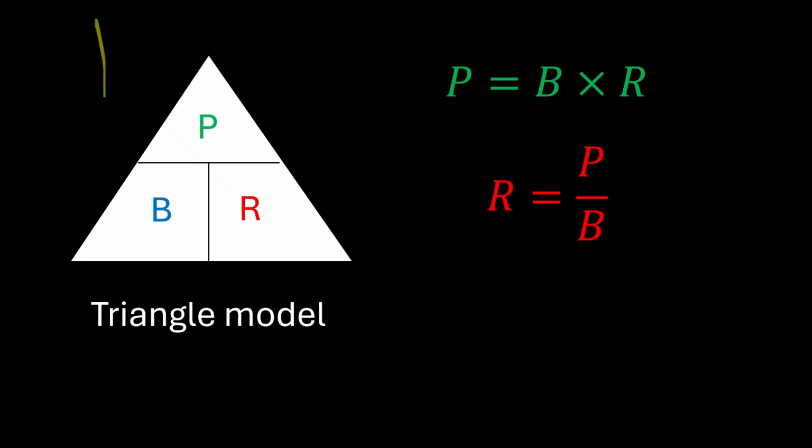Now here's a shortcut that many students love. It's called the triangle model. At the top is P for percentage. At the bottom are B for base and R for rate. When percentage is on top, it tells us percentage equals base times rate. P equals B times R. If we're solving for the rate, rate equals percentage divided by base. And if we're solving for the base, base equals percentage divided by rate. This triangle model helps us remember which operation to use for solving.